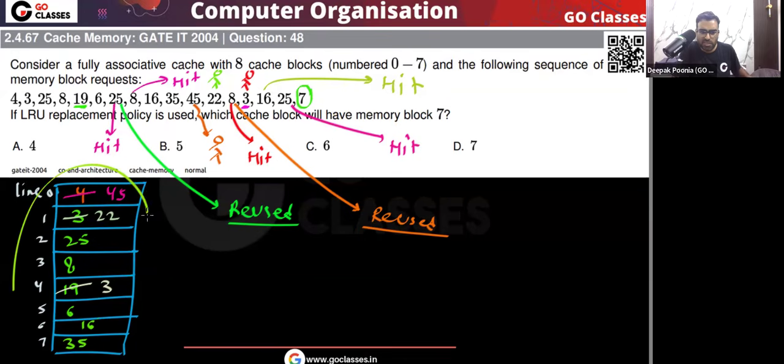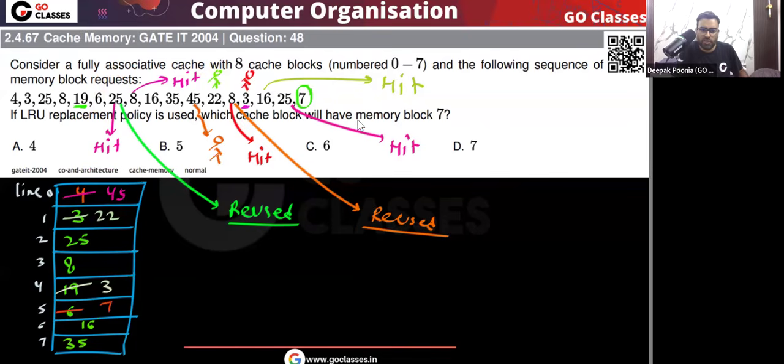So which is least recently used among them? You just go back and you see among them which is the least recently used. You can see this 6. Yes or no? This block number 6, because if you notice, after this request, we have never used this 6. So this block number 6 is least recently used, and I can replace this with 7.